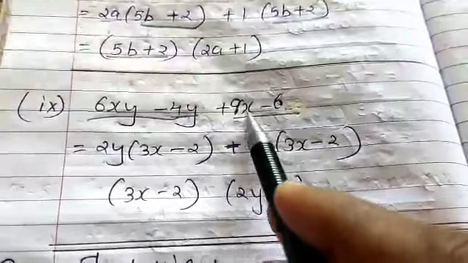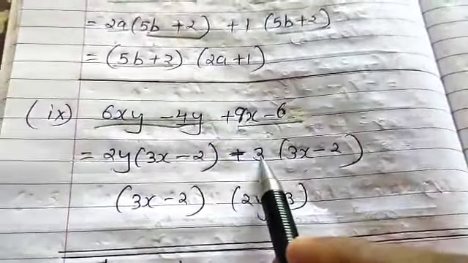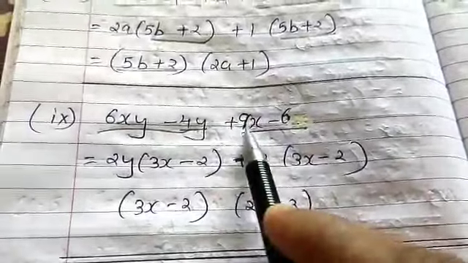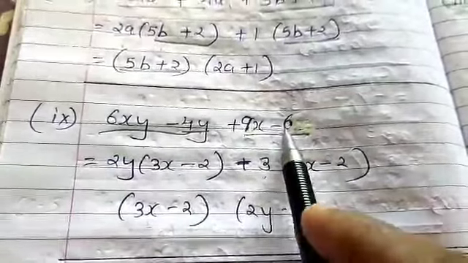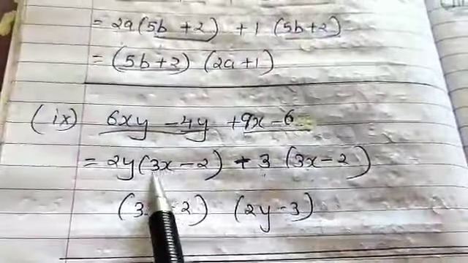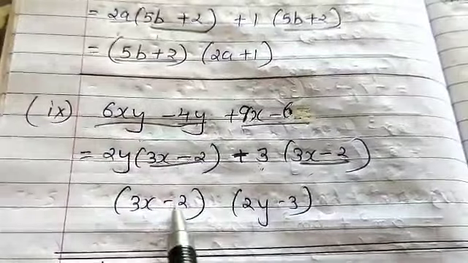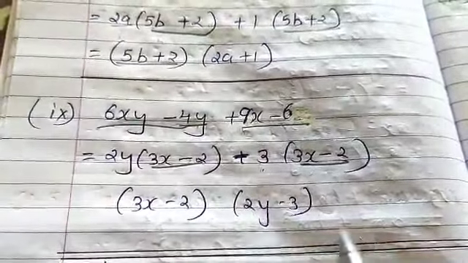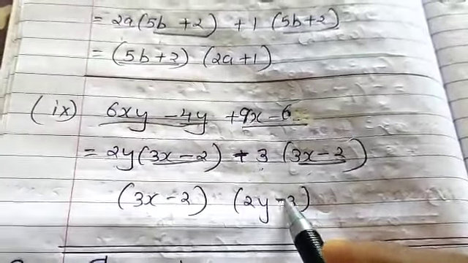Now here also in the second group 3 is common, so take out that 3. Sorry, here it is 9x, so when you divide 9x by 3, you will get 3x, and when you divide 6 by 3, you will get 2. So negative 6 is there, so put a negative sign, negative 2. Both the brackets have the common term 3x minus 2, so put that in one bracket, and in another bracket, that is 2y plus 3.